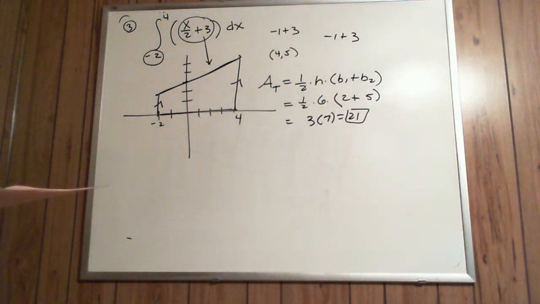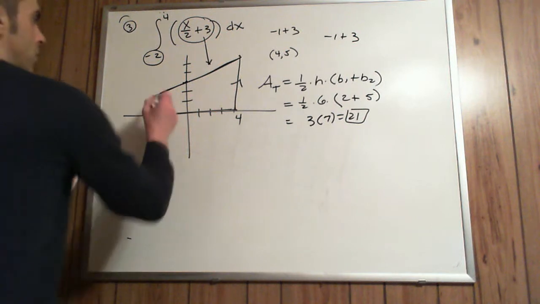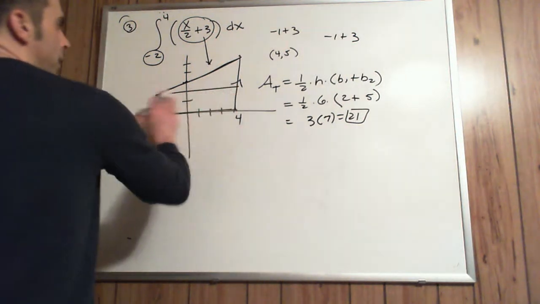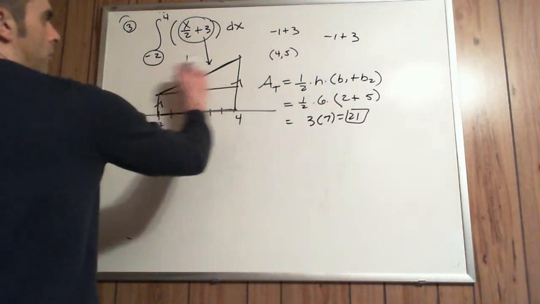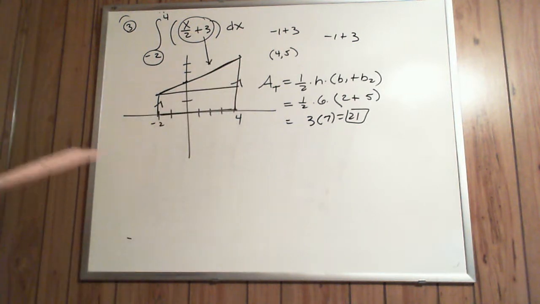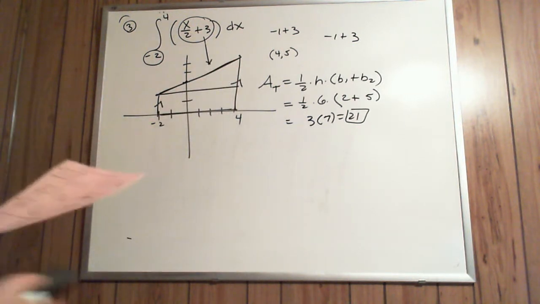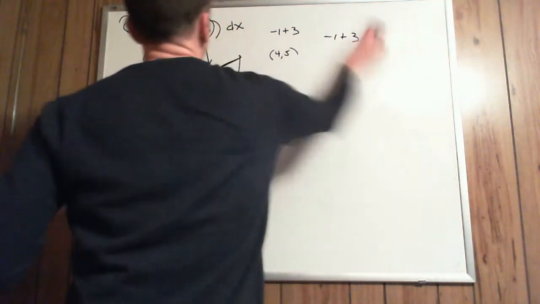You could break it up into other things. I guess from here to here you could have created a rectangle, and then from here to here you could have used a triangle, and then added the two areas. Okay, number 4.